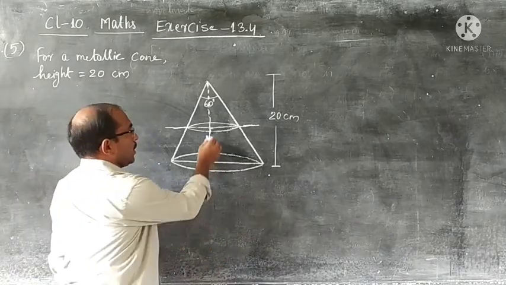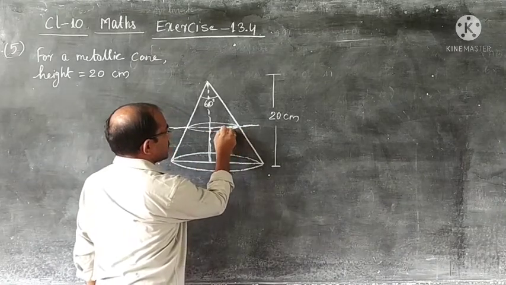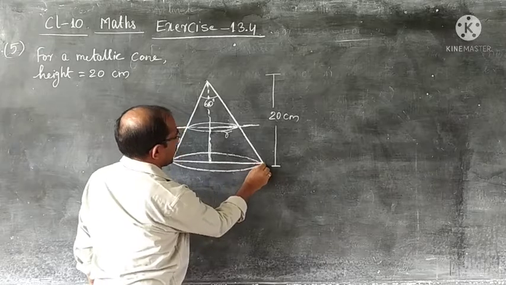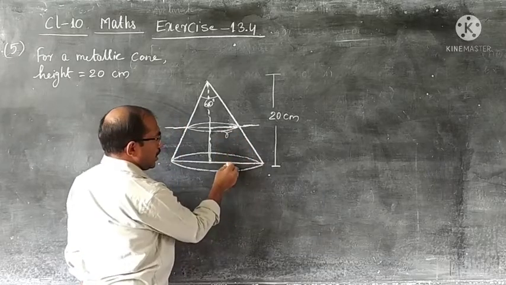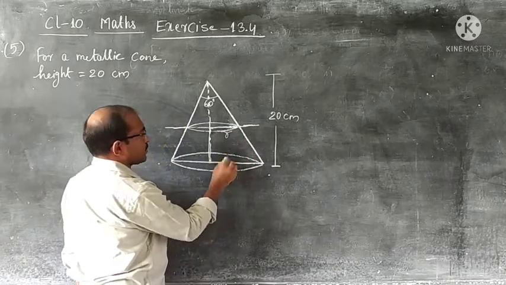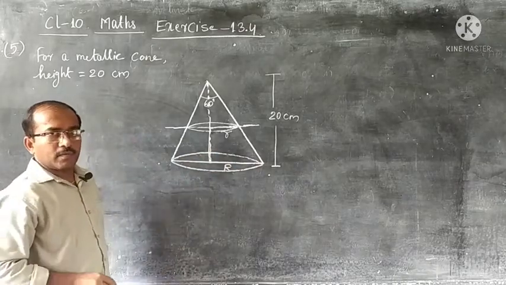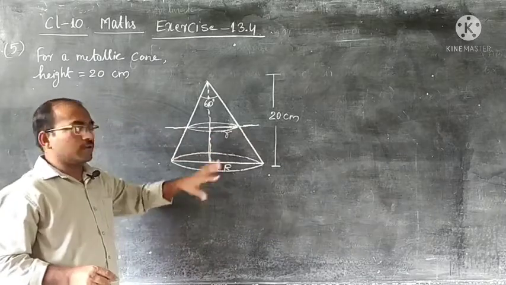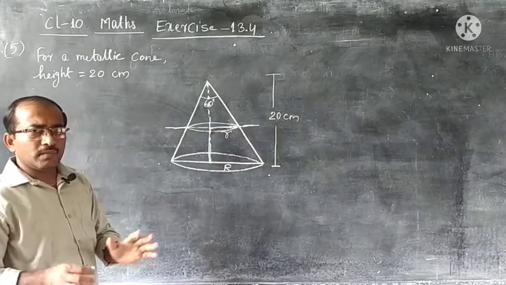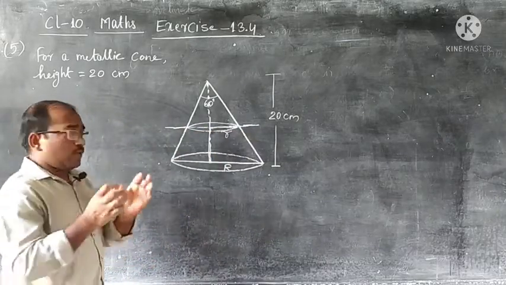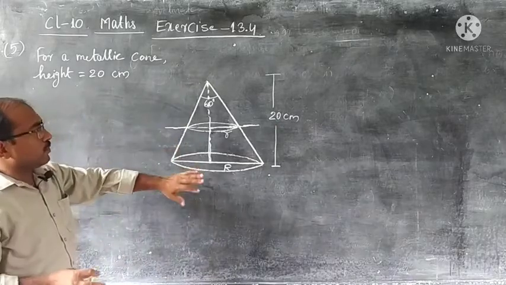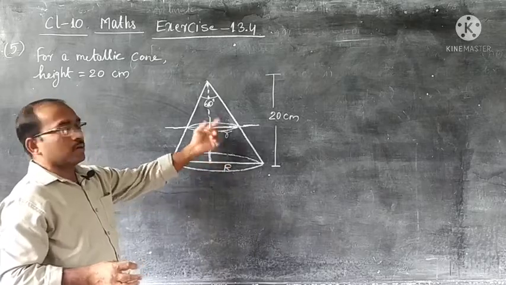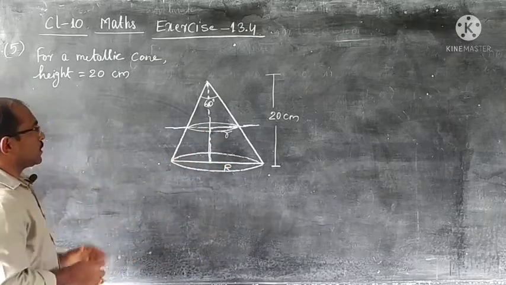But here the radius of the smaller end and the radius of the bigger end of the frustum are not given. Of course, the height we know: we are cutting from the half, so the height of the frustum will be 10. So there are things to discuss and find out what we shall do so that we will know the radii of the bigger and smaller ends of the frustum. Let us start with this.